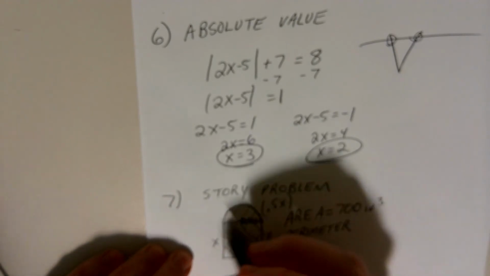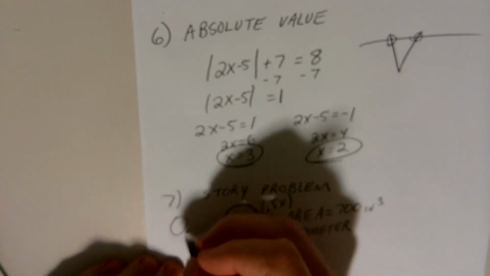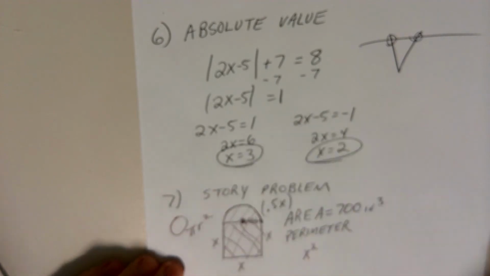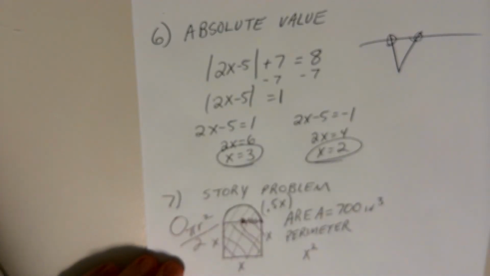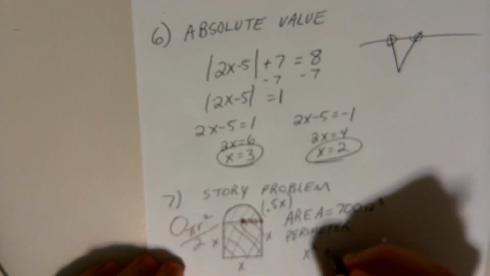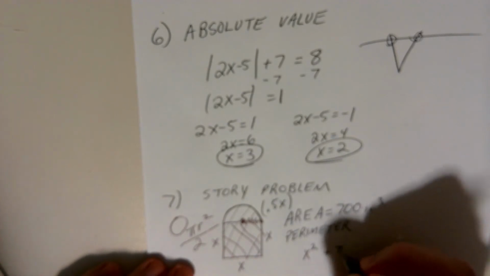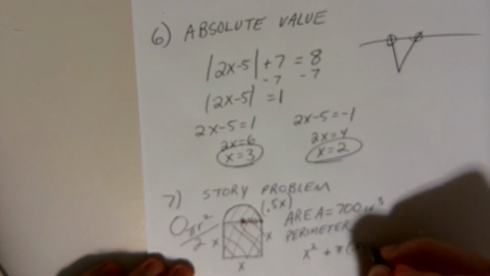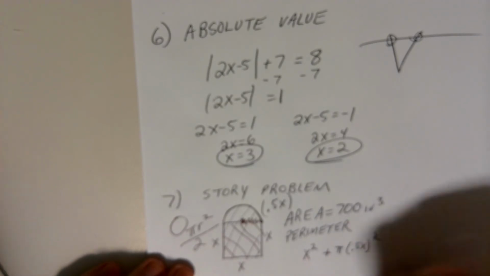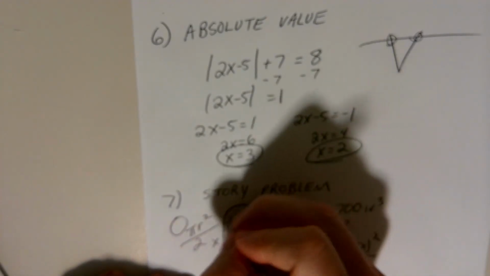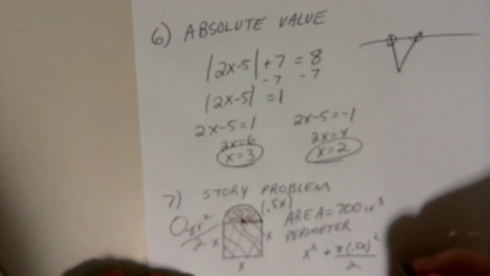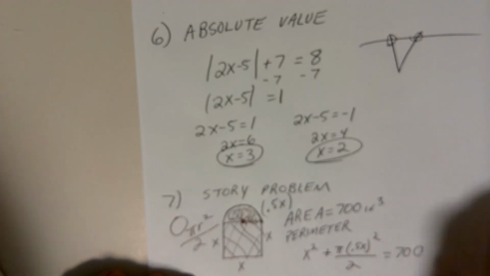So if the area of a whole circle is pi r squared, then half of this circle should be half of pi r squared. Sweet. So I'm going to put that in there. Plus pi times the radius, which is 0.5x, squared, over 2. And this area plus this area is supposed to equal 700.